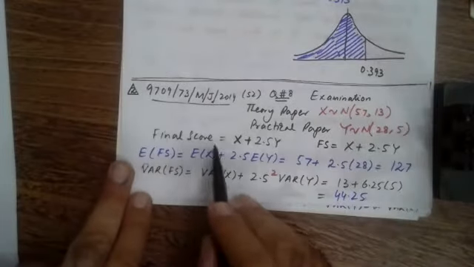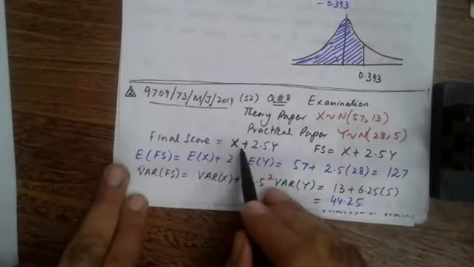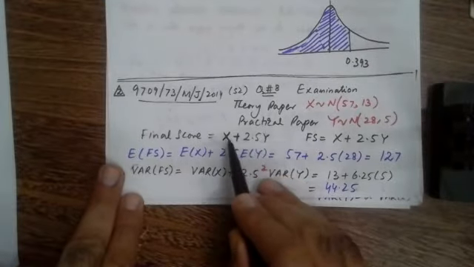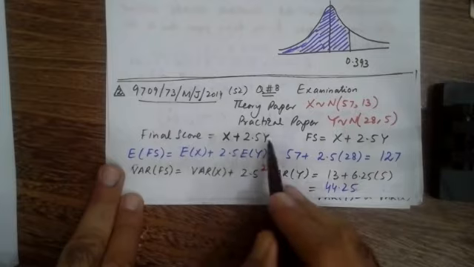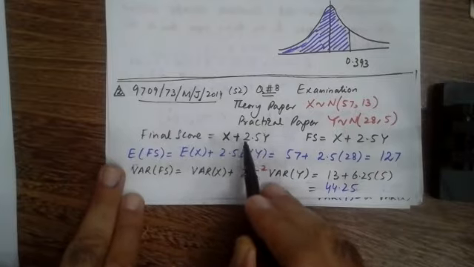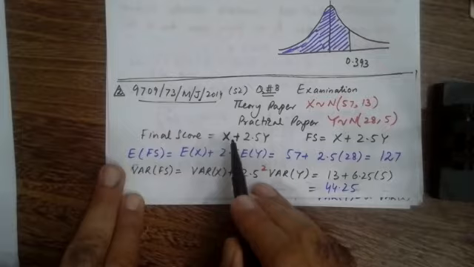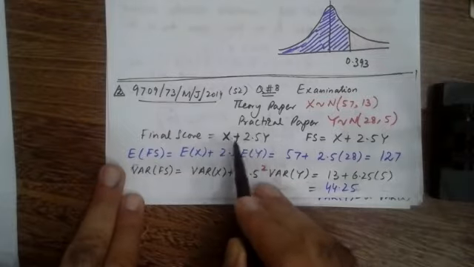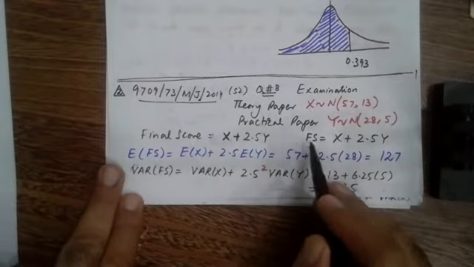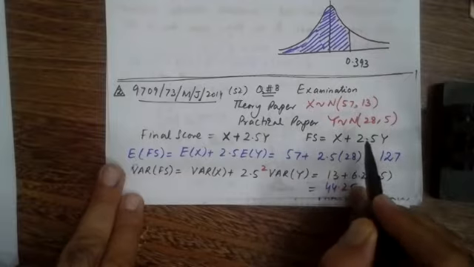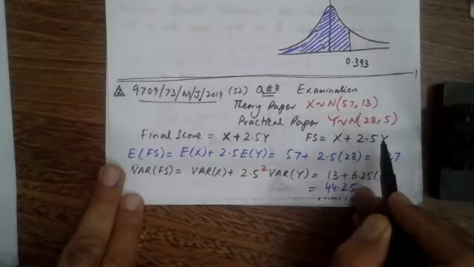The final score is calculated by multiplying the practical paper's marks by 2.5 and then adding it to the theory paper. This is the information given in the paper. It was written in the paper that the total final score is calculated in this way. I represent the final score by FS, which is equal to the marks in the theory paper plus 2.5 times the marks in the practical paper.